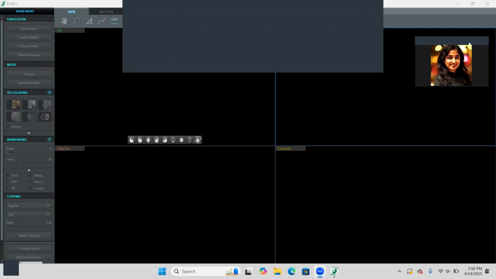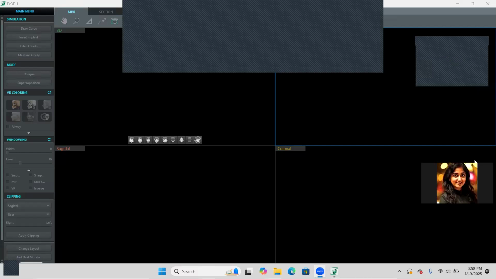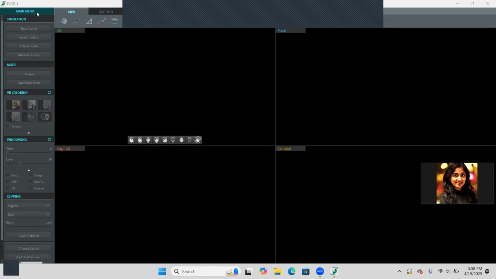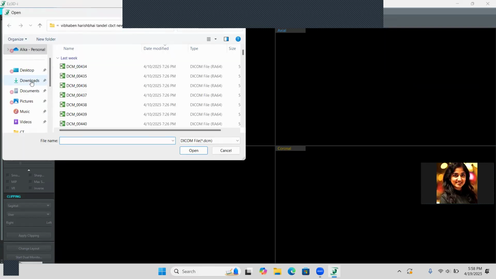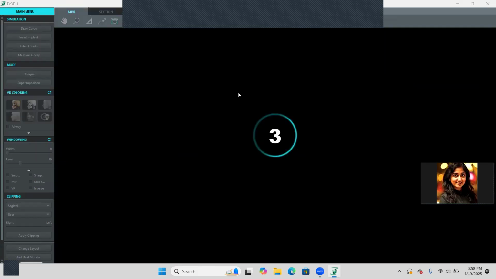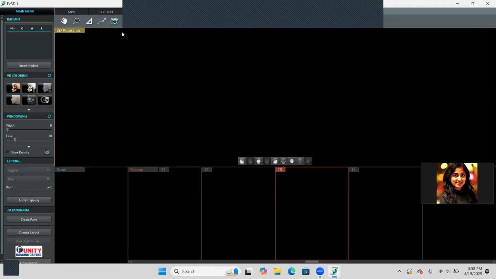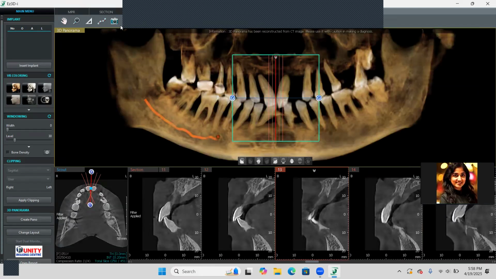Okay, today we will see how we measure the length and width for placement of an implant. It is very easy though. We are opening one CBCT. I think she is a case of full mouth rehabilitation. She has severe periodontal bone loss.